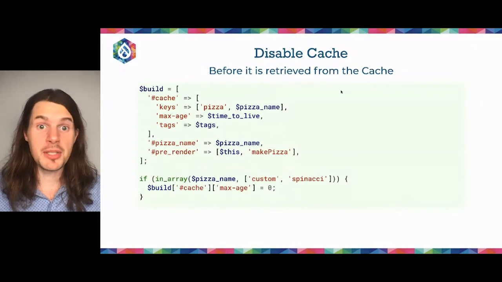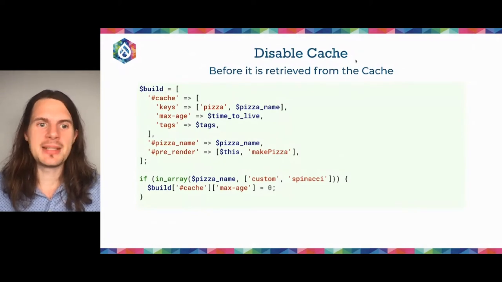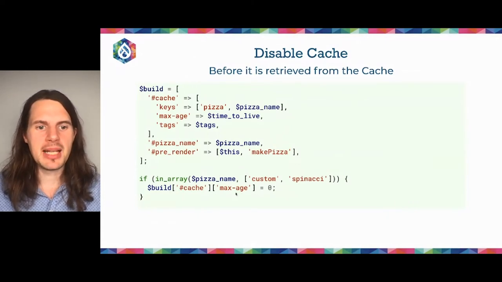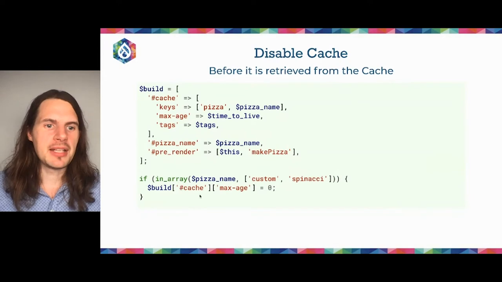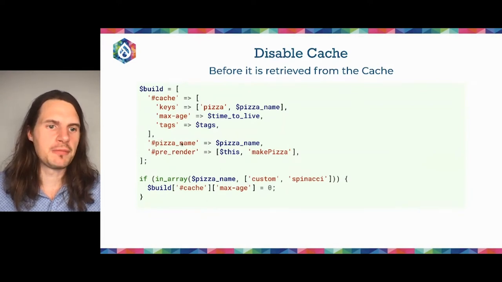There's also another possibility, and that will always work and you don't need to clear the cache. You can always disable the cache before it is retrieved. So we could essentially say, if the pizza name is custom spinaki, then we make the cache max age zero. And as you can see, this is not in the pre-render in our cache miss function. This is essentially just here in this array. And now we've put the pizza name as a property on this. And now the pre-render is essentially looking at that property and making the pizza out of that.